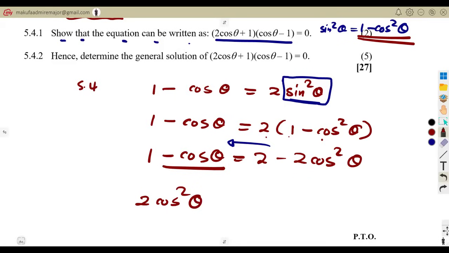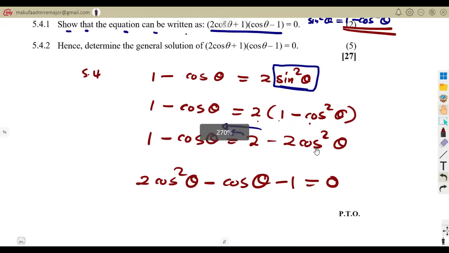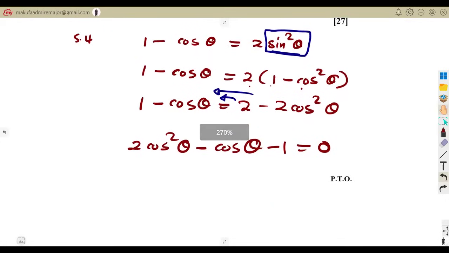Already there is a minus cos theta on the left-hand side, minus cos theta. Take the 2 to the other side. There is a 1 there, so it's 1 minus 2, which is minus 1. That's equal to 0. We can see that's a quadratic equation, just like a normal quadratic equation that we are used to. So you can factorize, depending on the way that you know your factorization.